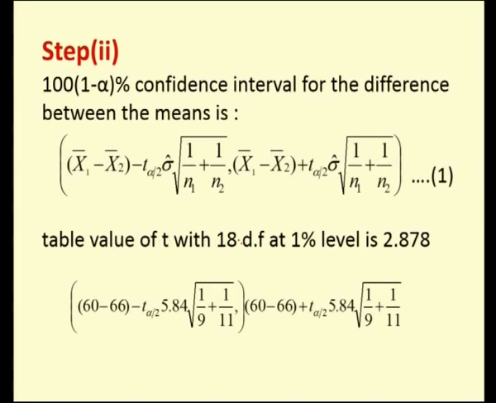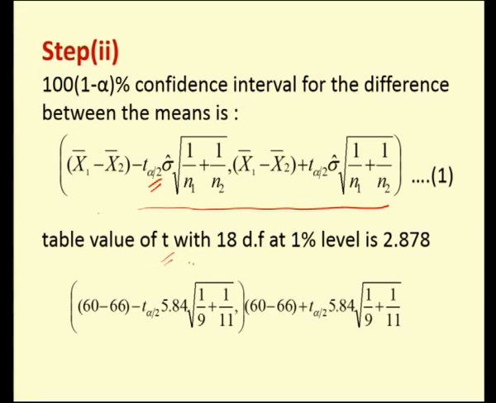Now step 2, you have to find out the 100 into 1 minus alpha % confidence interval for the difference between the means, which is given by this particular formula, that is x1 bar minus x2 bar minus t alpha by 2 sigma cap into square root of 1 by n1 plus 1 by n2, comma, x1 bar minus x2 bar plus t alpha by 2 sigma cap into square root of 1 by n1 plus 1 by n2. Now we have to find out what is the table value of t alpha by 2. So we go and refer to the t tables, that is the t distribution.